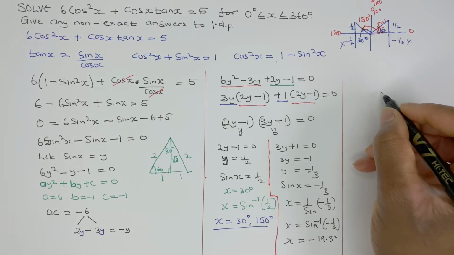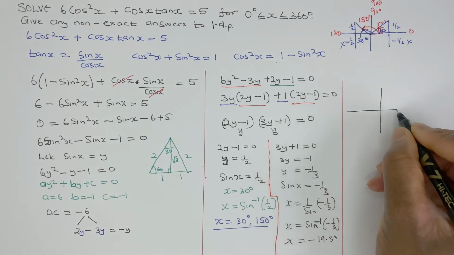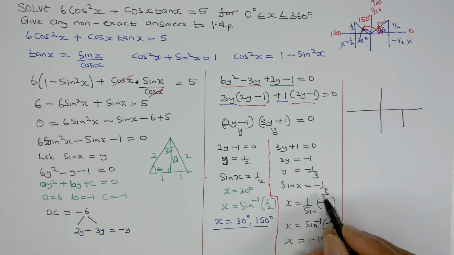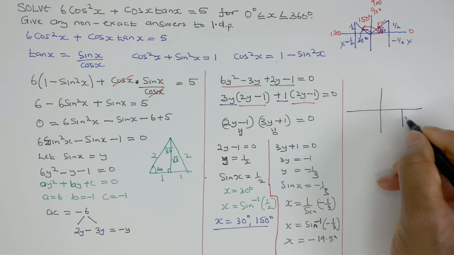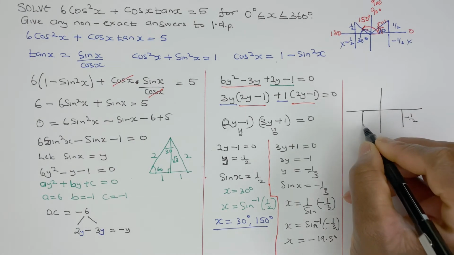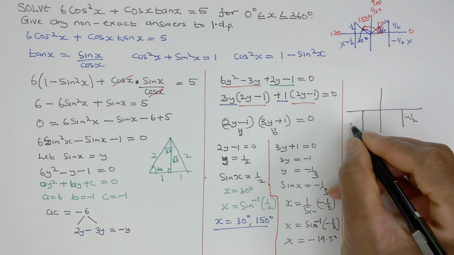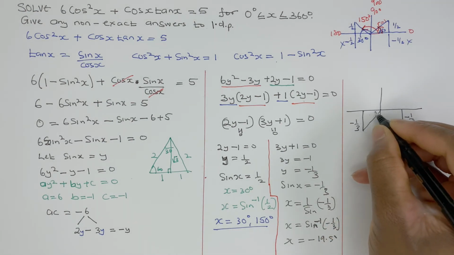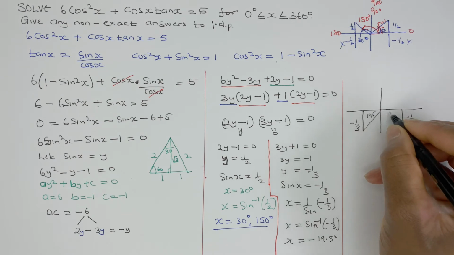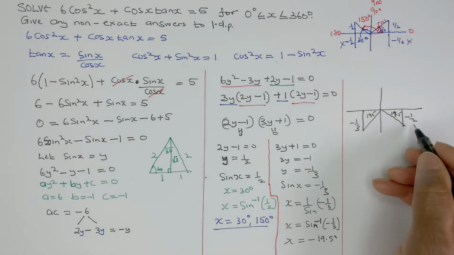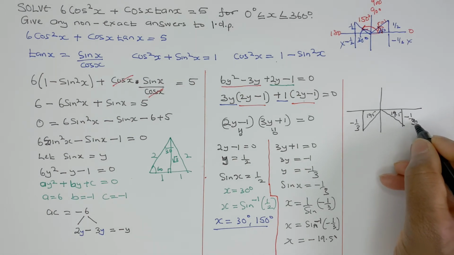Again, I need to draw a CAST diagram for that. But we want minus 19.5, so we're looking for minus 1/3. So that's minus 1/3. And here, y is also negative, so you get minus 1/3 there. So that means the angle there is 19.5, and the angle here is 19.5. So the minus tells you what to do.